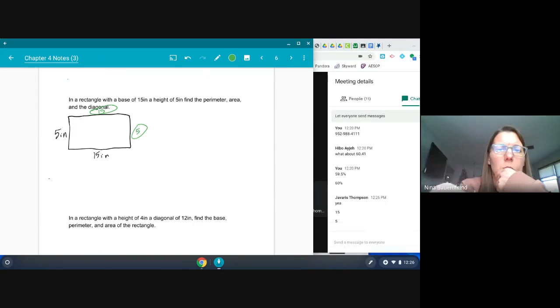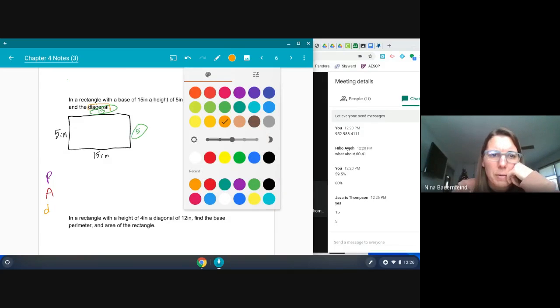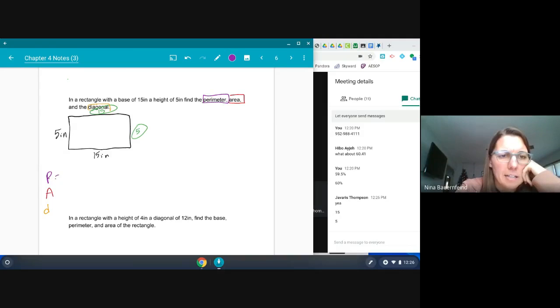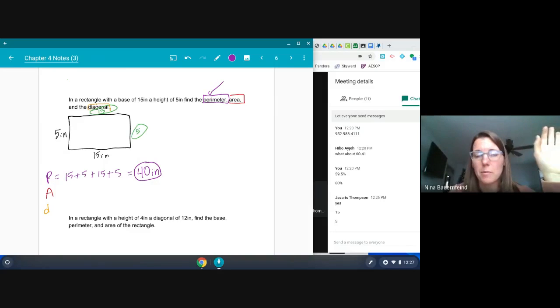Good. So in my opinion, the two easy things to find in this situation are the perimeter first, the area second, and then the diagonal is kind of the harder one. So remember, perimeter means to add up all the outsides. So that would be 15 plus 5 plus 15 plus 5. Or 20 plus 20, which is 40. And that is just inches. Okay, so done. We did the perimeter.